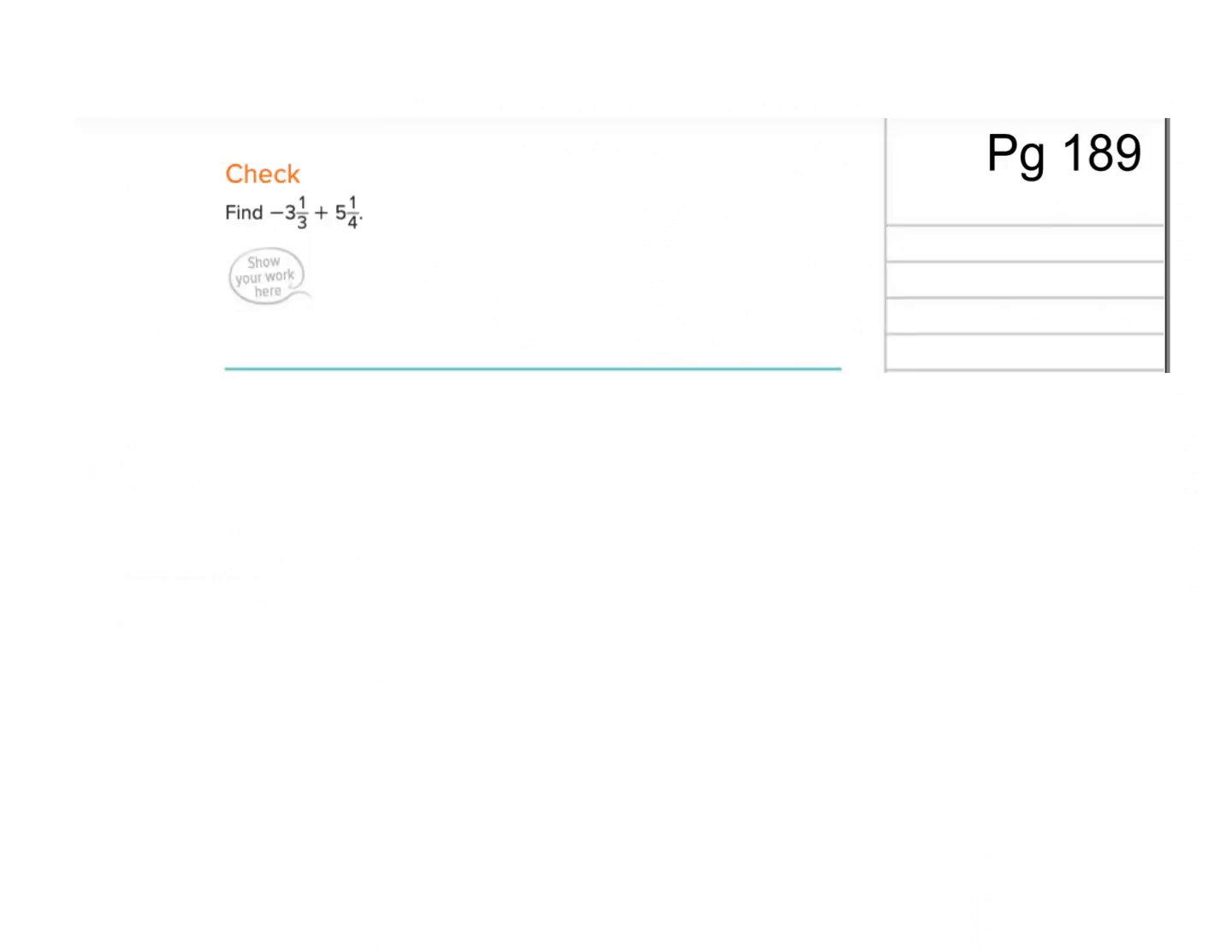All right, I would like you guys to try the problem on page 189, the check. So pause the video and please try this out. All right, so first thing you guys should have done was change these to improper. So I'm going to do 3 times 3. Again, ignore that negative sign. Plus 1, that gives me 10 over 3. And I'm going to put the negative on the top. Over here, 5 times 4 is 20, plus the top is 21 over 4.